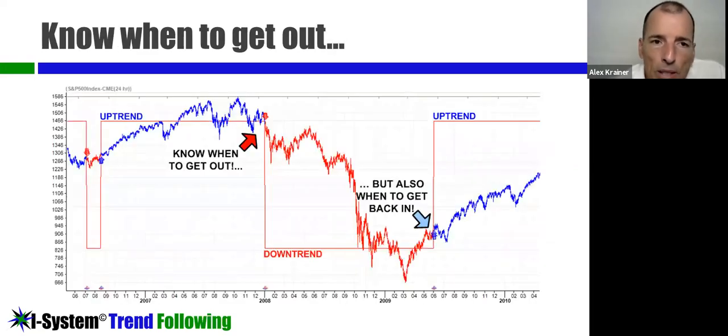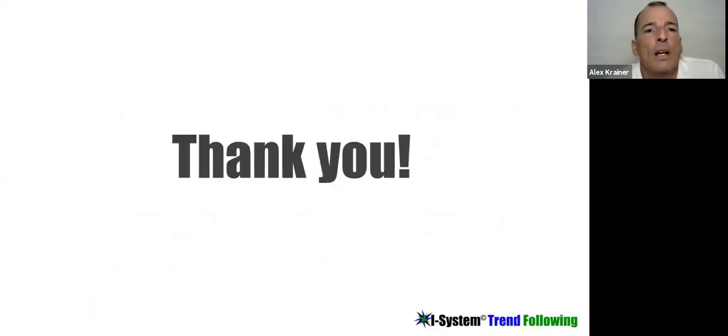Trend following will tell you when to get out. It will also tell you when to get back in. So it's worth your while to study trend following if you're managing your own investment portfolio.